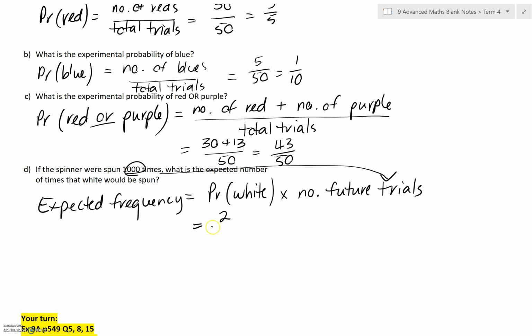So 2 out of 50 is what's happened for the white so far. Out of the next 1,000 future trials, we expect 2 out of 50 of those to be white. So when we multiply that out, that means we expect 40 out of the next 1,000 trials to give us an outcome of white. Okay, there you go.